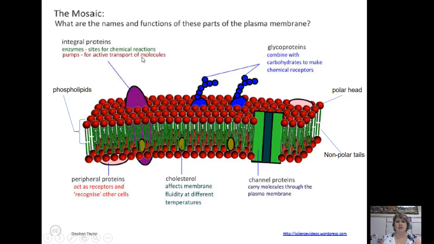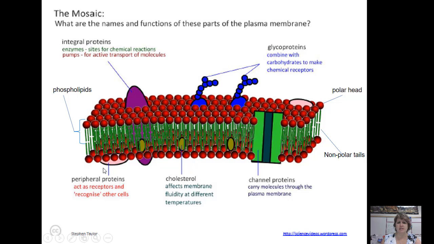So I'm going to start here with the integral proteins. Integral proteins could go all the way through, as this purple one does, or they could just go through one side or the other. They could be enzymes or pumps. You also have integral proteins such as this channel protein over here. This one does span as well, and these guys would carry the molecules through the plasma membrane.